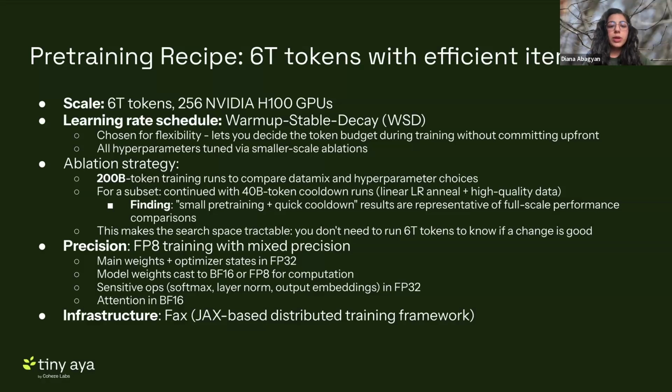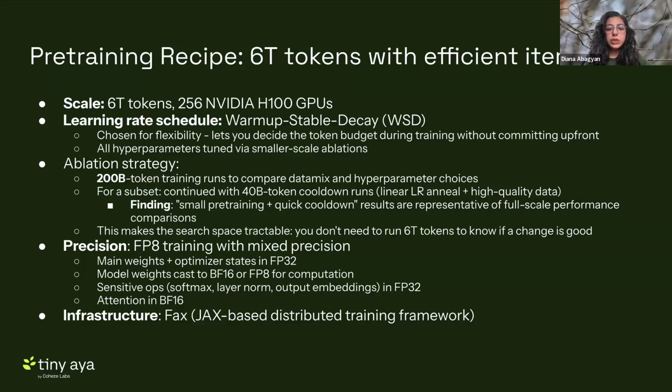And we chose the hyperparameters using smaller scale ablations, where we did 200 billion token training runs to compare different data mix ablations and hyperparameter choices. So we found that doing these smaller scale training runs provided findings that are pretty representative of the full scale performance. And we also did the same thing on cooldown.